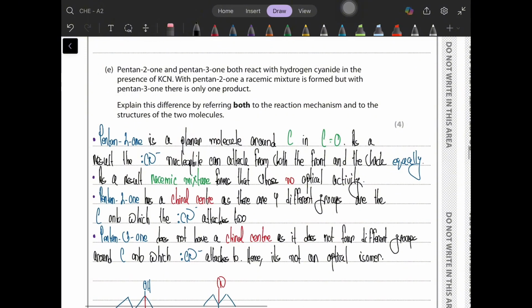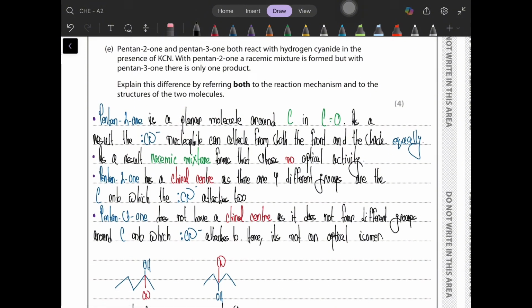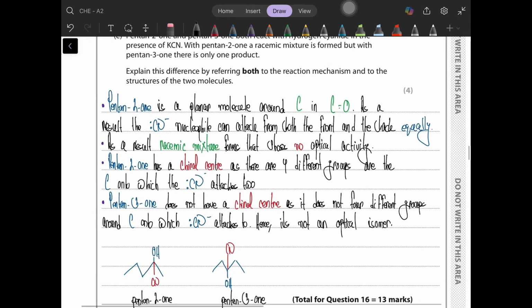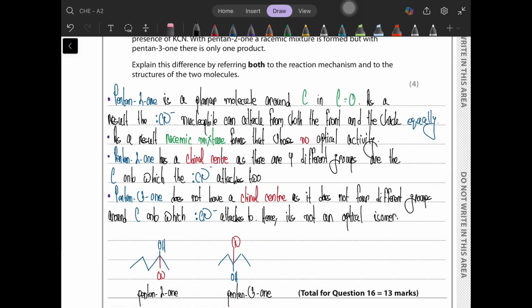Yeah, let me just see if it is written. Yeah, this is the thing, right? So, yeah, let's just move on to the next question.